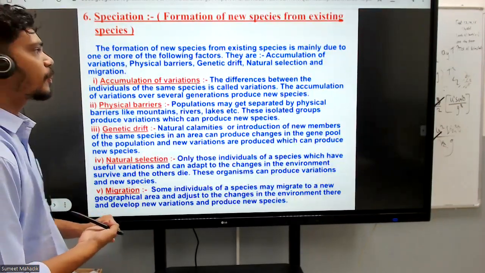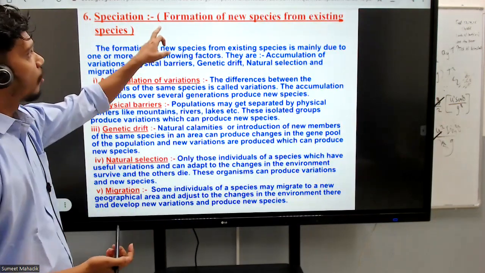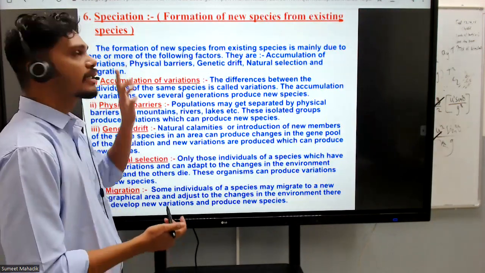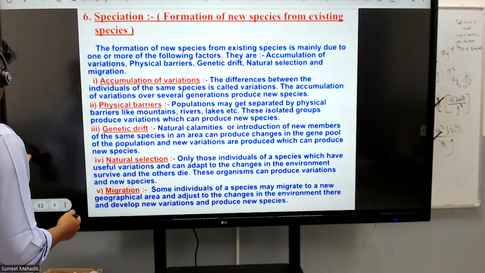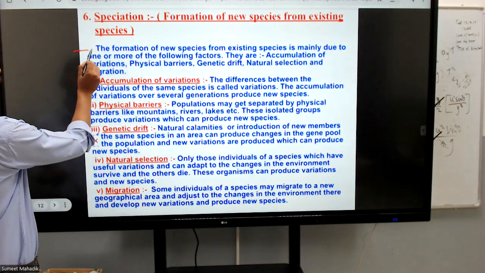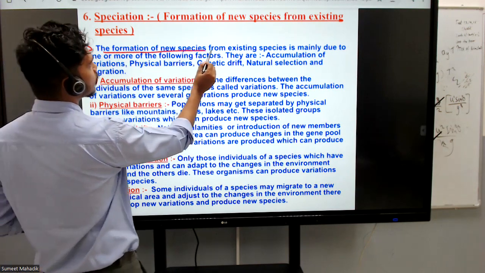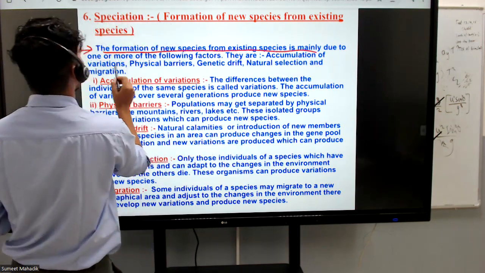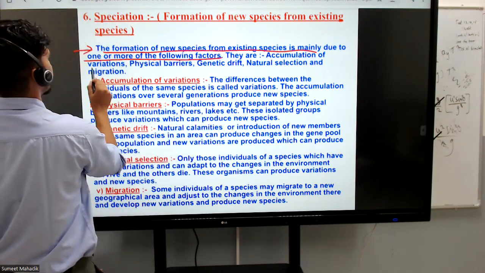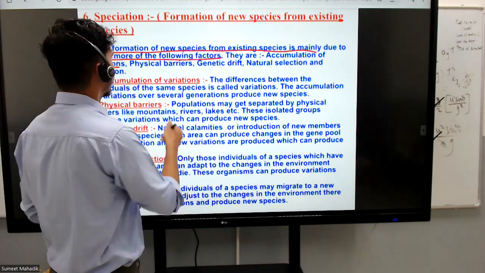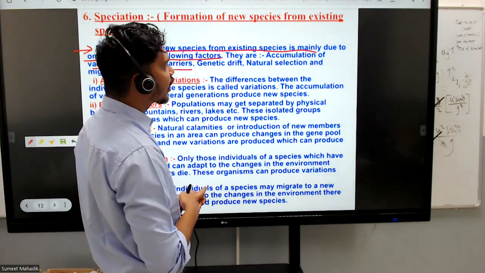Now, speciation. What is speciation? Formation of a new species from an existing species. A new species is going to form. So what is happening in this case? The formation of a new species from the existing species is mainly due to one or more of the following factors: accumulation of variation, physical barriers, genetic drift, and natural selection.